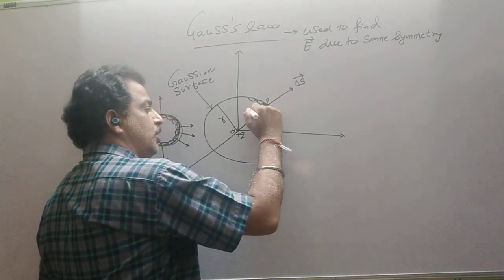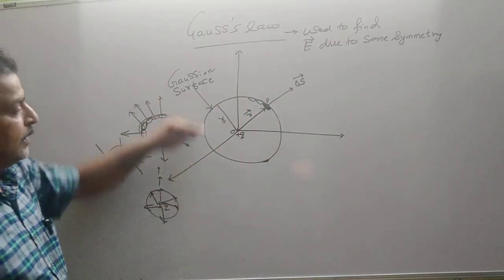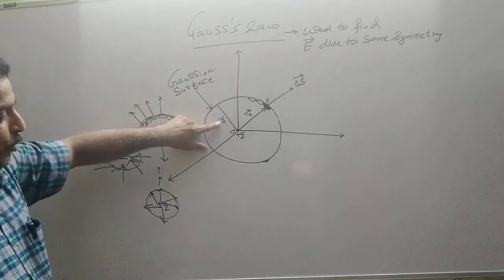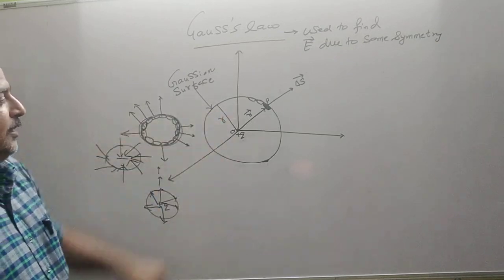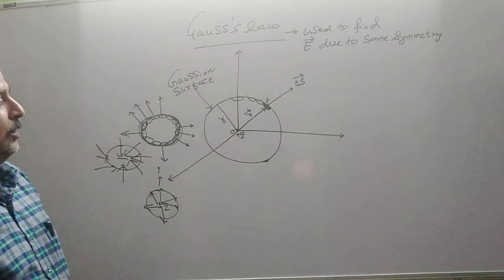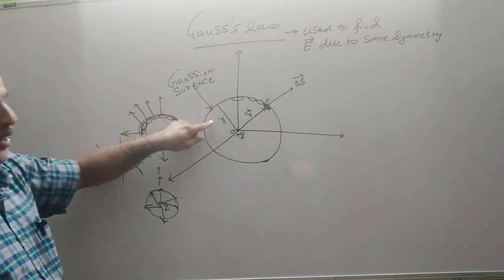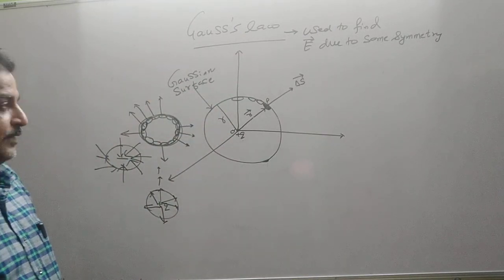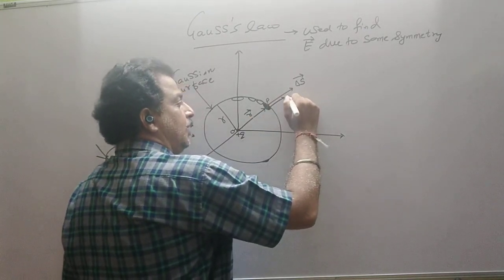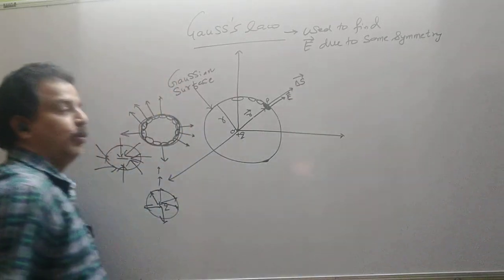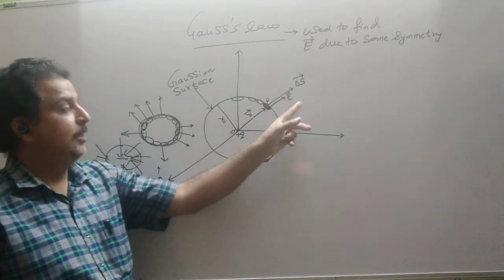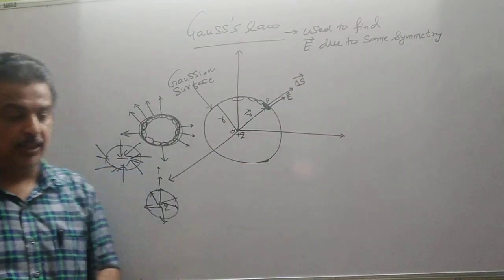Again, the position vector is r vector. So the point P has a position vector r vector, and its magnitude will be the radius. If I consider any element here, its position vector will change, but its magnitude will be equal to the radius of the Gaussian surface. Now the field is radially outward. So at any point, the field is radially outward. It means the angle between E vector and the area element is 0.